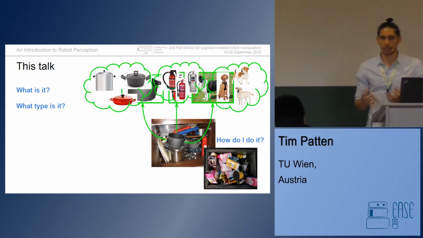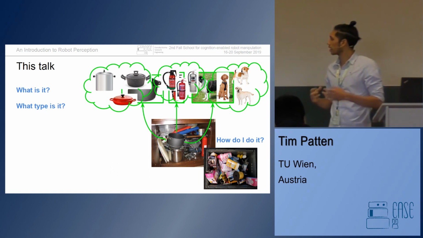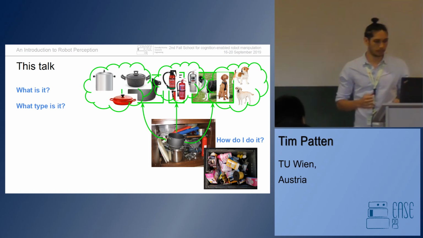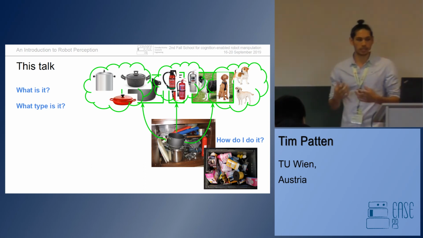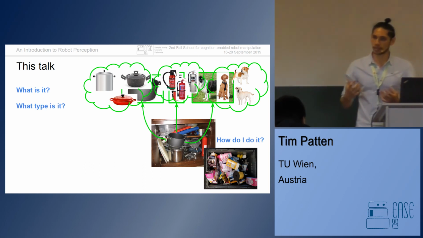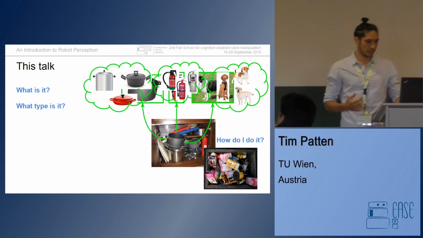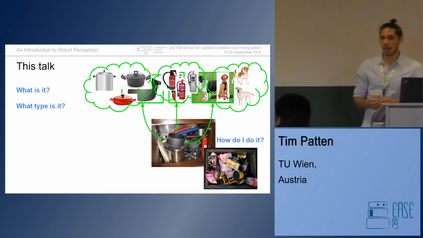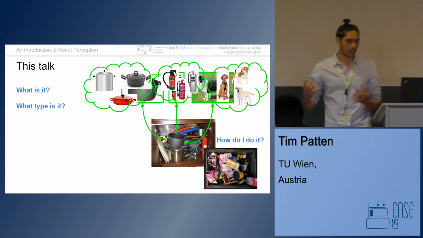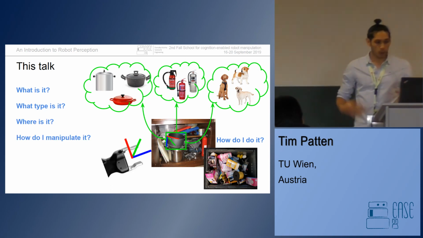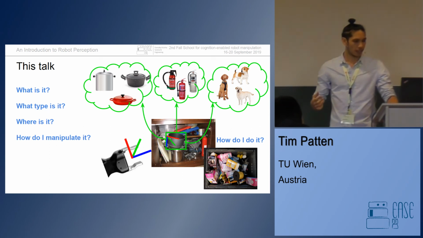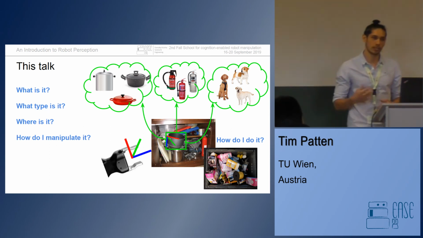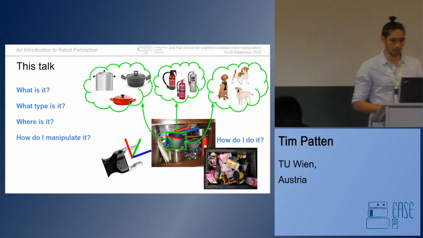The most important thing is to understand what objects there are in the world and how we can interact with them. So what I'll look at is questions such as what is it? So answering the question of recognition. What type is it? So answering the question of classification. Where is it? So this is object detection. And finally, how do I manipulate it? So this is grasp pose estimation.